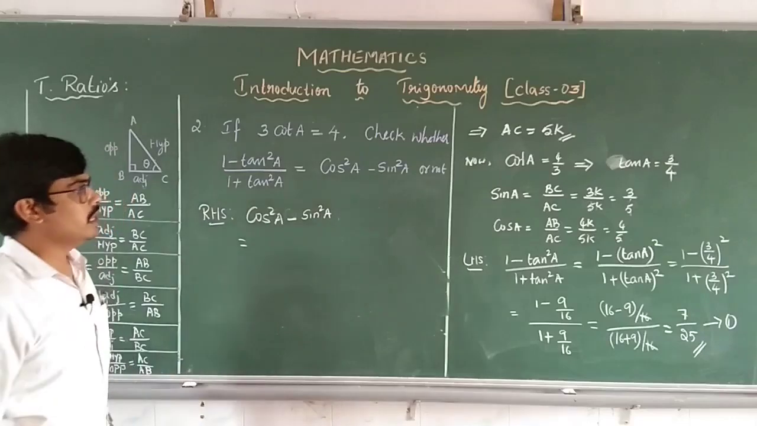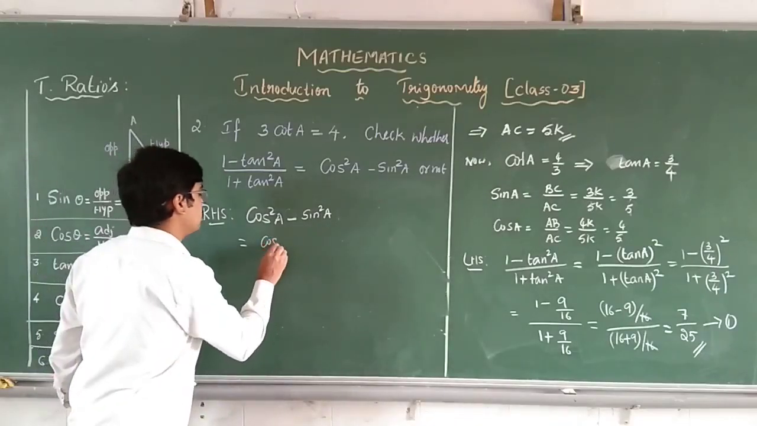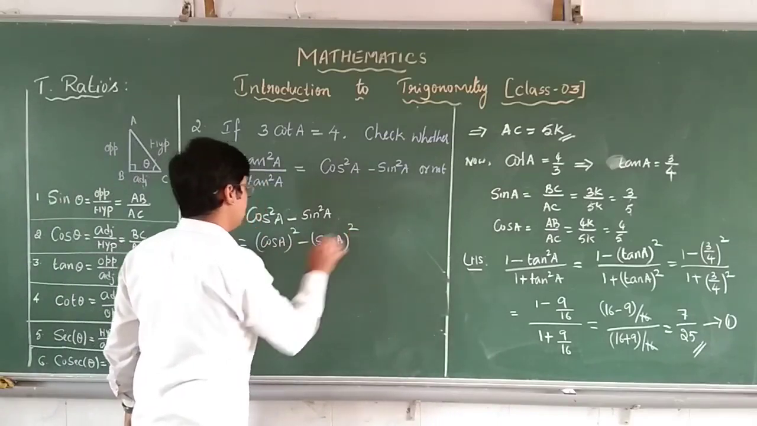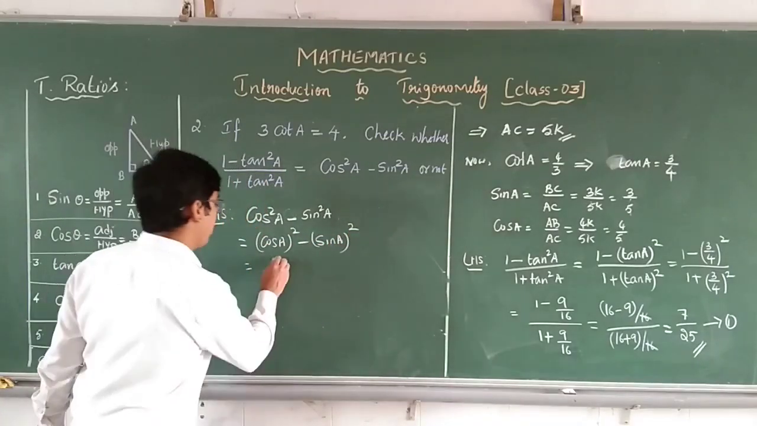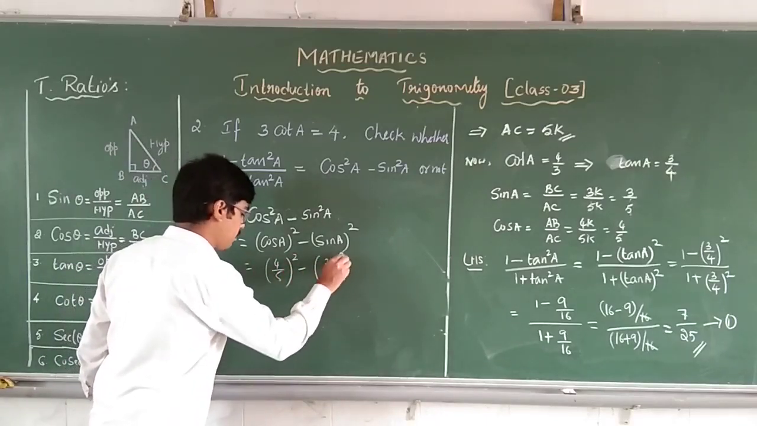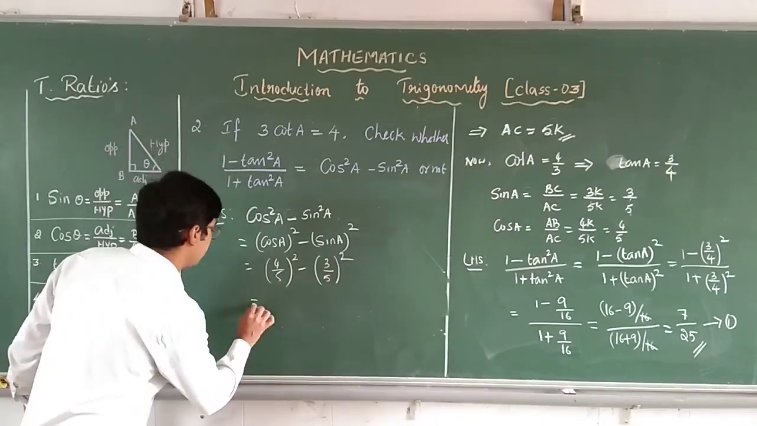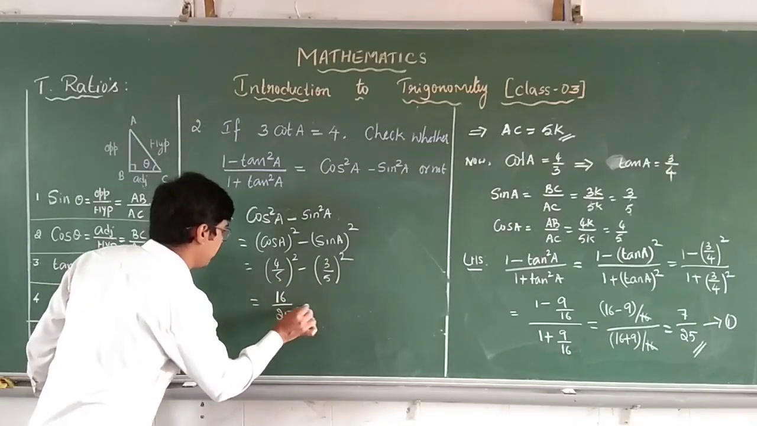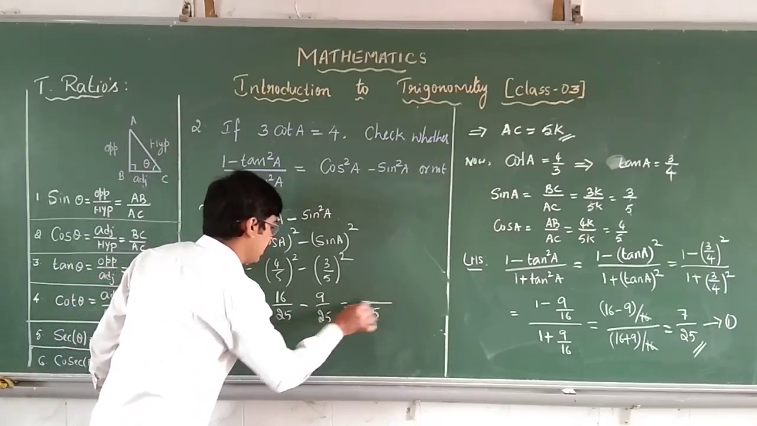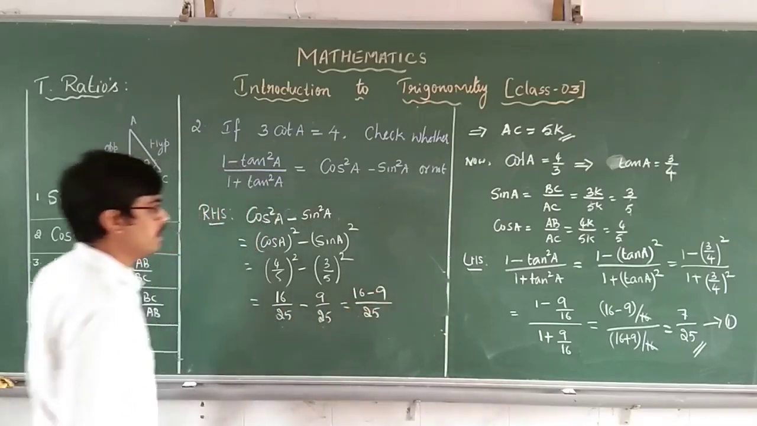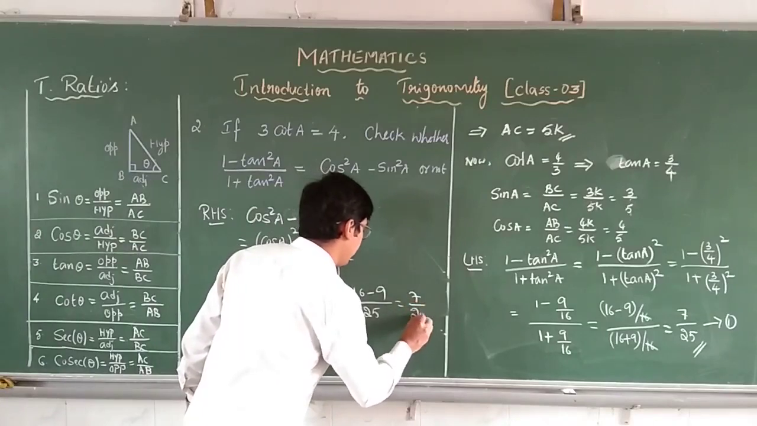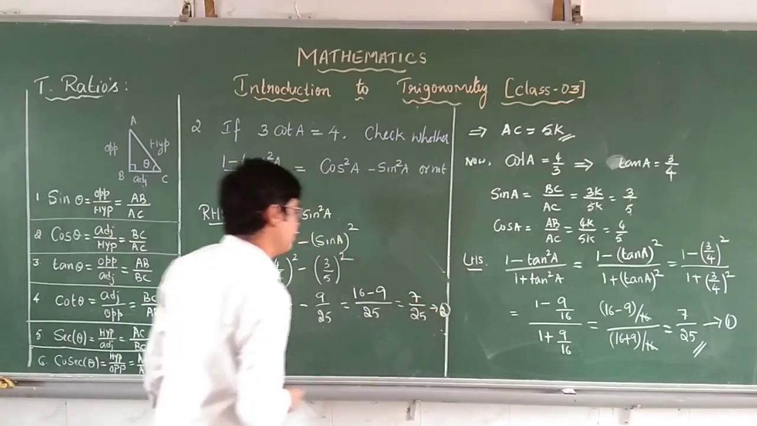So what is cos square A? Cos square A can be written as cos A whole square minus sin A whole square. So what is the value of cos? 4 by 5. So 4 by 5 whole square minus 3 by 5 whole square. This is equal to 16 divided by 25 minus 9 divided by 25. 25 will be the LCM, the difference of 16 minus 9. So 16 minus 9 is 7 by 25. Let me take this as equation number 2.